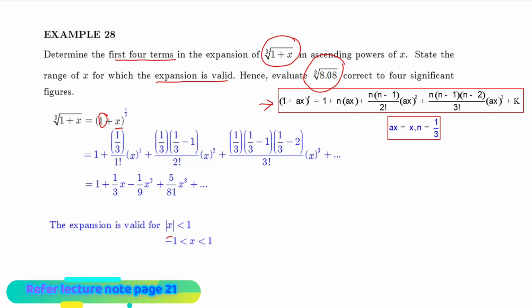Now, we have to evaluate the cube root of 8.08 here. And we need to evaluate this by using the binomial expansion that we did earlier. So we have our binomial expansion of 1 plus x to the power 1 over 3 as follows. In order to use our binomial expansion, we have to find a value of x to be substituted in the left-hand side and also in the right-hand side of our equation. So how do we get our x?